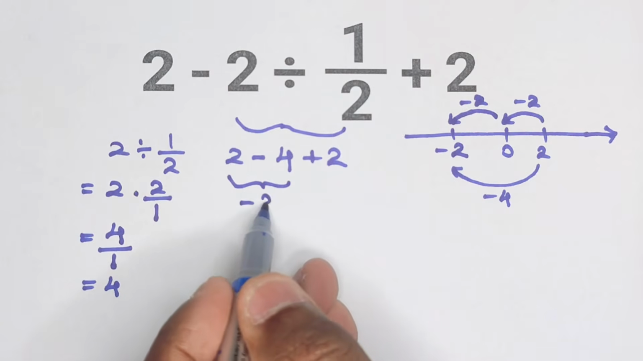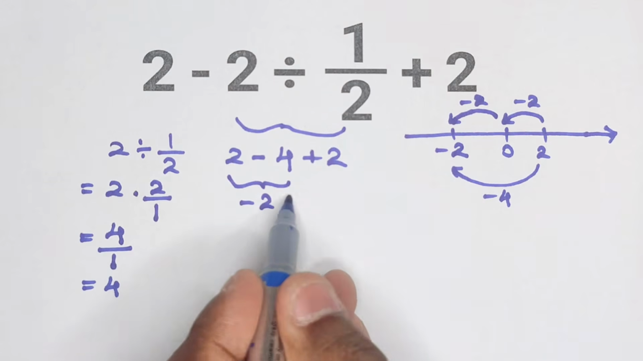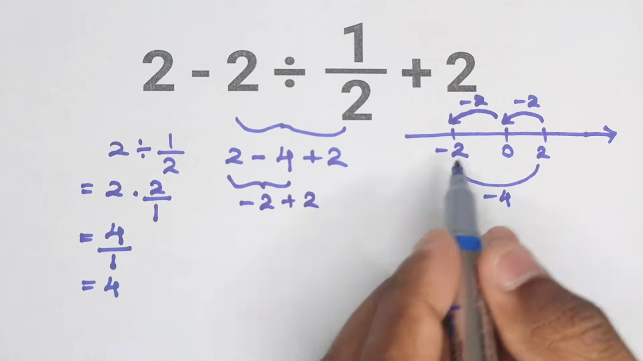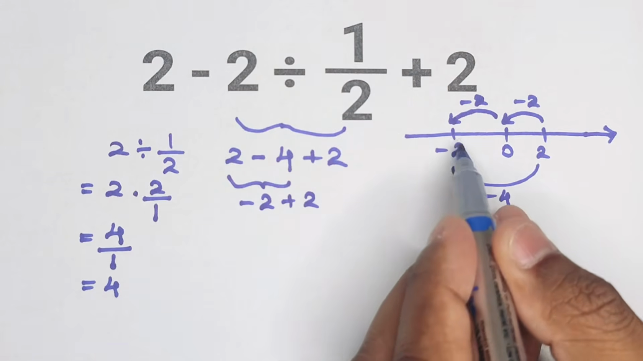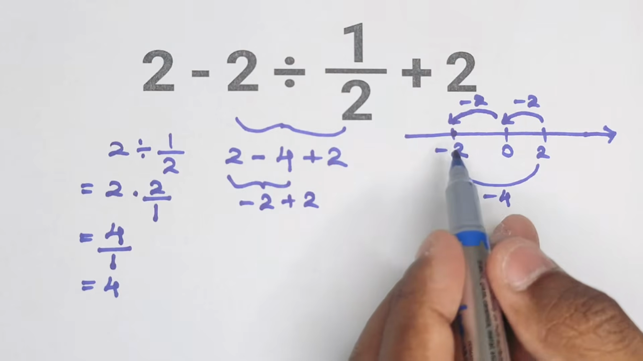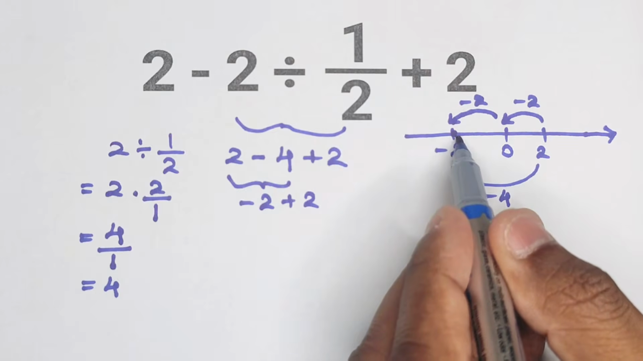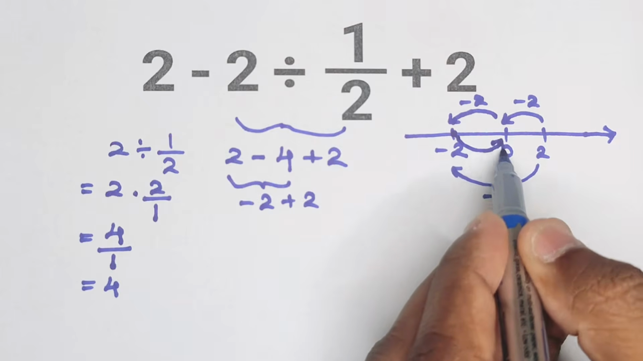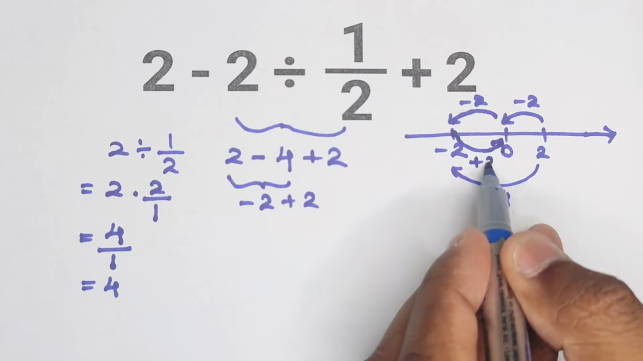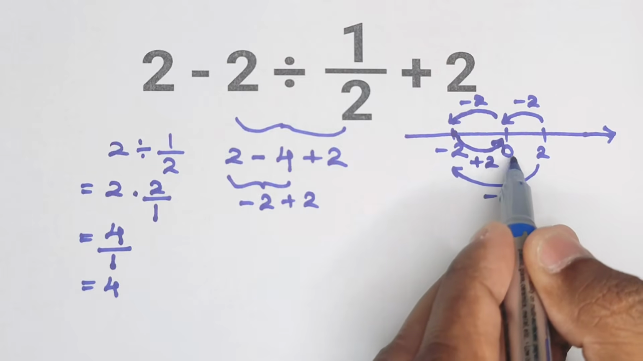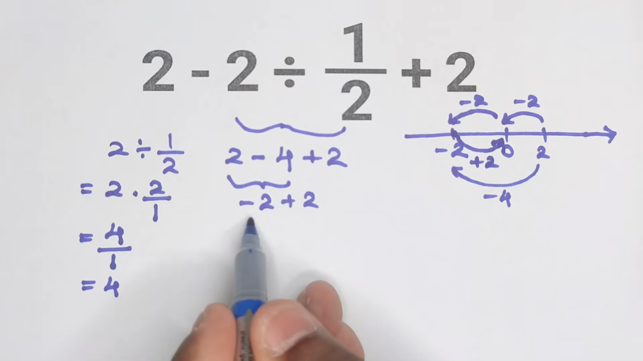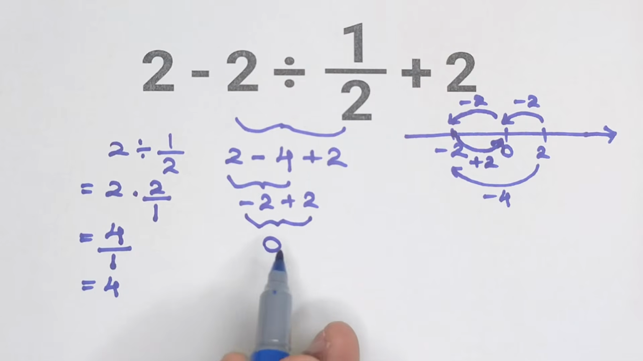And don't forget, we still have plus 2. And we can use the number line again. I start at negative 2 and now I add 2. Adding means moving in the positive direction. So I move 2 steps to the right. That brings me to 0. And this is the correct result for this problem.